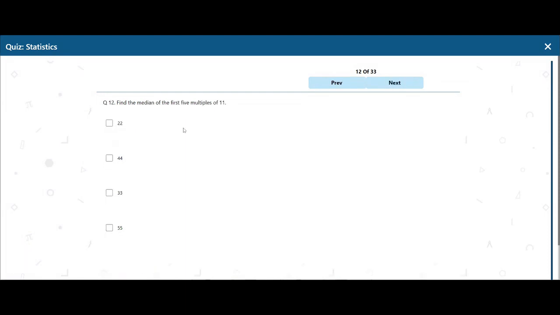Pavitra. Yes, ma'am. Find the median of the first 5 multiples of 11. Ma'am, 33. Yeah, no need to calculate anything. Pooja, yes, ma'am. Find the median of the first 10 prime numbers. Ma'am, option D, 12.